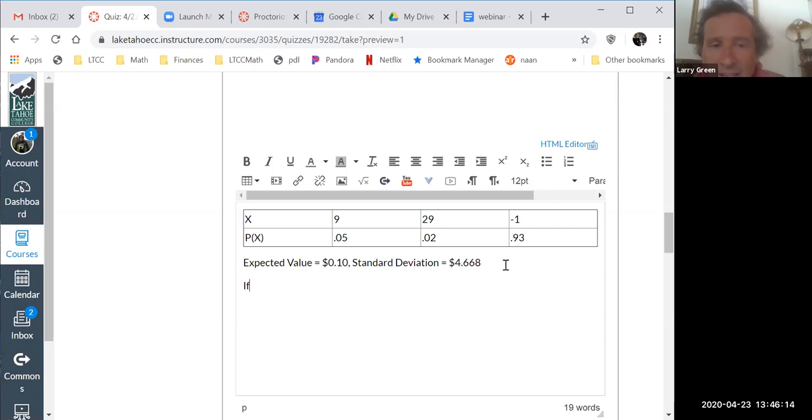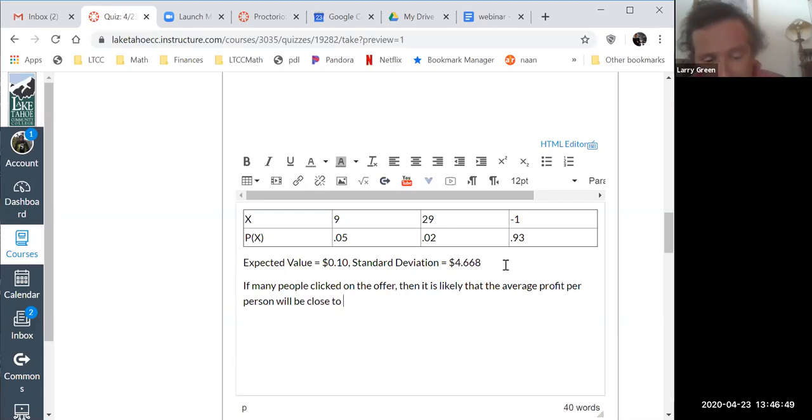Okay, so what we can say is that if many people clicked on the offer, then it is likely that the average profit per person will be close to 10 cents, like that. Any questions at all on this question?